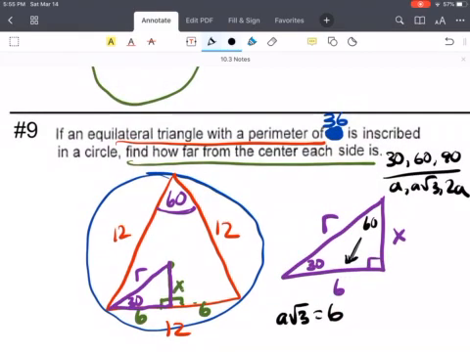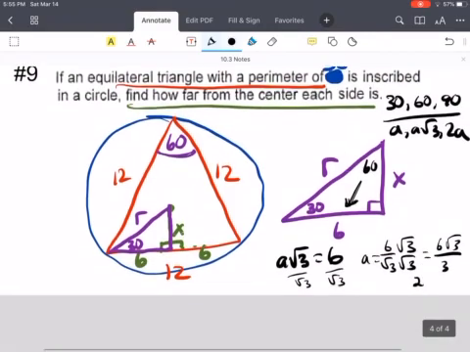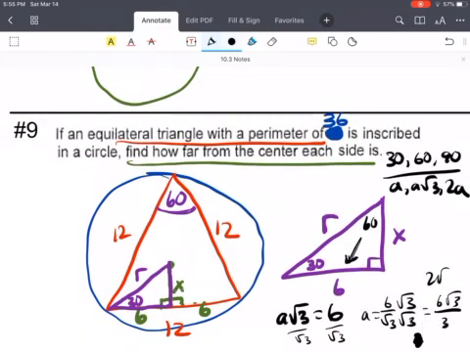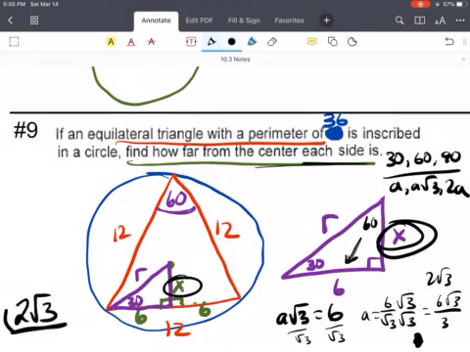So I can solve for a, and a is 6 over root 3, multiply the top and the bottom by root 3. I think it's 6 root 3 over 3, or 2 root 3. And that is my x value, which is answering my question. So it is 2 root 3. If I did want to find the radius, then it would be 4 root 3.